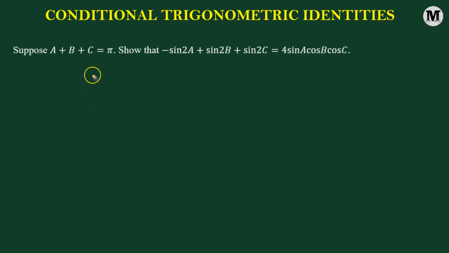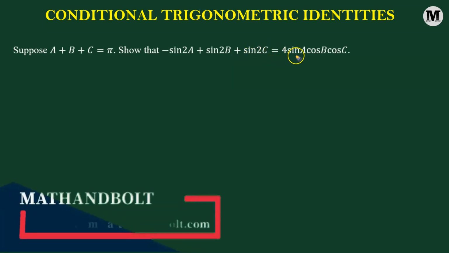So here in this problem, we are being provided with a condition that the sum of the three angles of a triangle A, B and C sums up to pi radians. We need to show that negative sine of angle 2A added to sine of the angle 2B plus sine of the angle 2C equals 4 times the product of sine of the angle A, cosine of the angle B and cosine of the angle C.